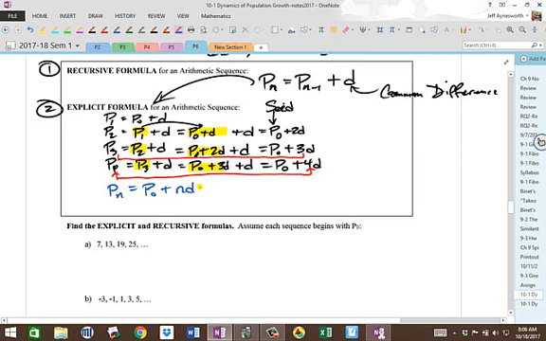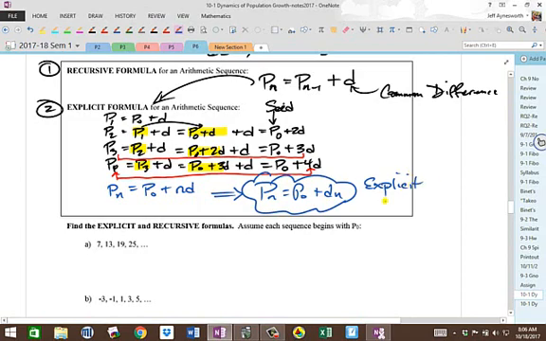All right. And let's see, you're going to be given the common difference here. So I'm going to just rewrite this a little bit. So p sub n is equal to p sub 0 plus d times n. So let's highlight that. This is what's called the explicit formula. This is what we use to predict the future.